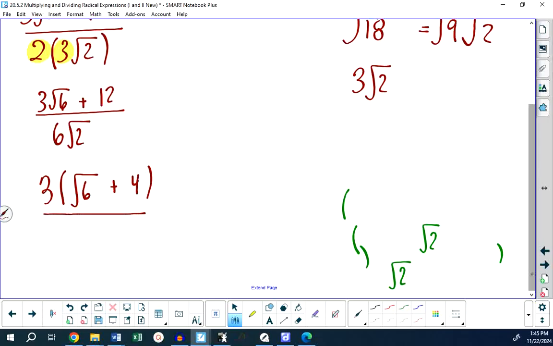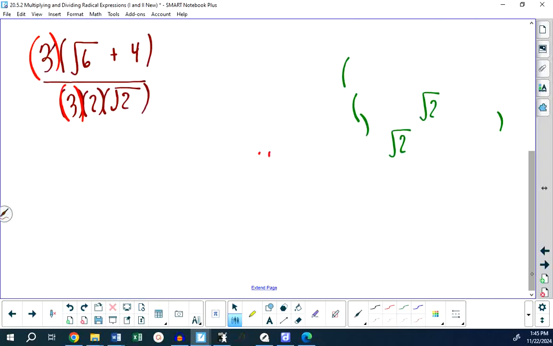And I would say, everybody, I shouldn't need to do this. But in keeping with my idea that things that cancel are in a set of brackets, I'm illustrating why we can cancel a 3 out of that 6. So these go, I'm left with root 6 plus 4 over 2 root 2.